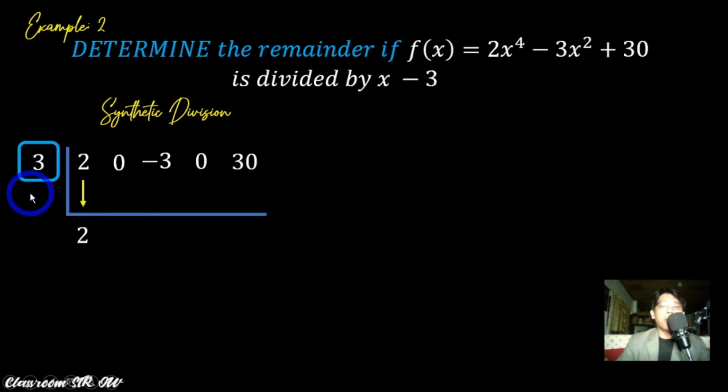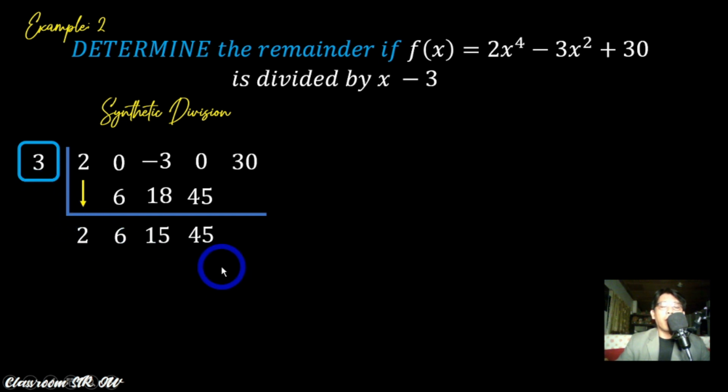Then we will multiply 3 times 2, which is of course 6. And we will place that one below 0. So 0 plus 6 is of course 6. And 3 times 6 is of course 18. And negative 3 plus 18, they are unlike signs, so we subtract them. That is why it's 15. 3 times 15 is of course 45. And 0 plus 45 is 45.